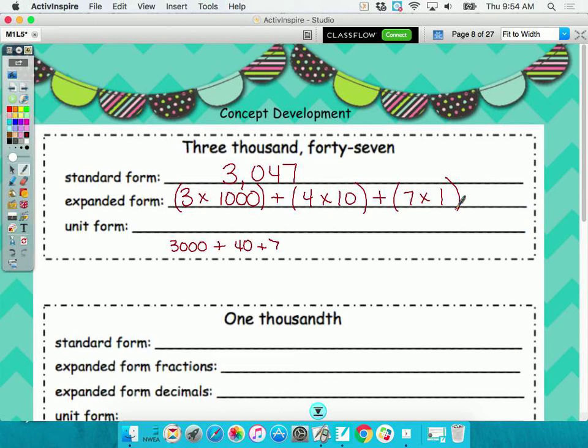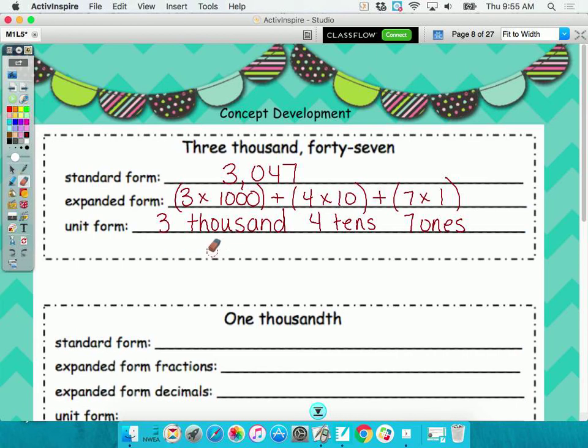Now, unit form is just how we say it. How do I say this number? 3,047. Okay, so I'm going to mix words and numbers and try and get this figured out. So I will have 3,000. And then I'm going to go ahead and do 4 tens and 7 ones. This is going to get much easier here in a minute, because we're going to take unit form and make it a little bit easier and shorter.